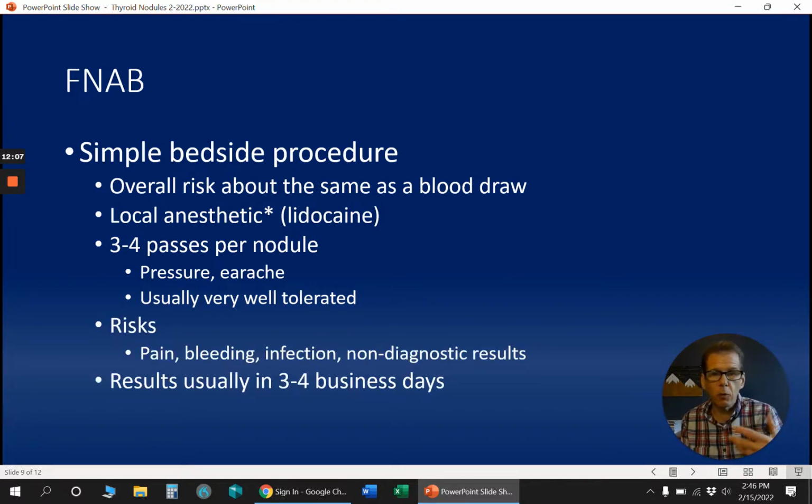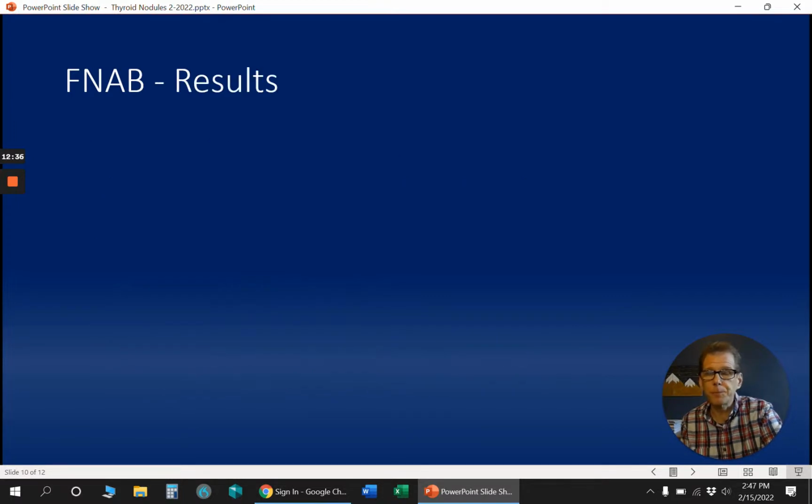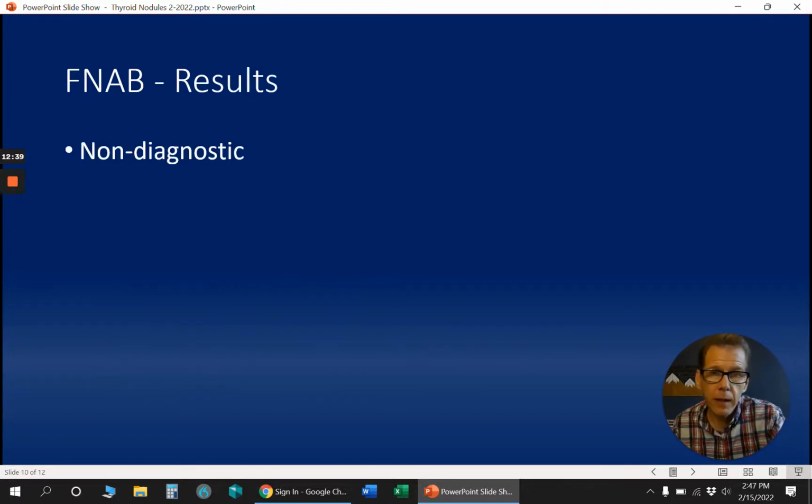After the procedure, there's a risk of pain, as we're talking about now. Bleeding or infection, very uncommon, about the same risk as a blood draw. But after the procedure, if we see a lot of fever, redness, drainage, severe pain or swelling, those would all be things we want to hear about. And then about 5% of the time, we get this thing called a non-diagnostic result. I'll talk about that in a moment. Results usually come back in about 3 or 4 business days after we do the biopsy. And so the results typically can come into 4 main categories. So something called non-diagnostic.